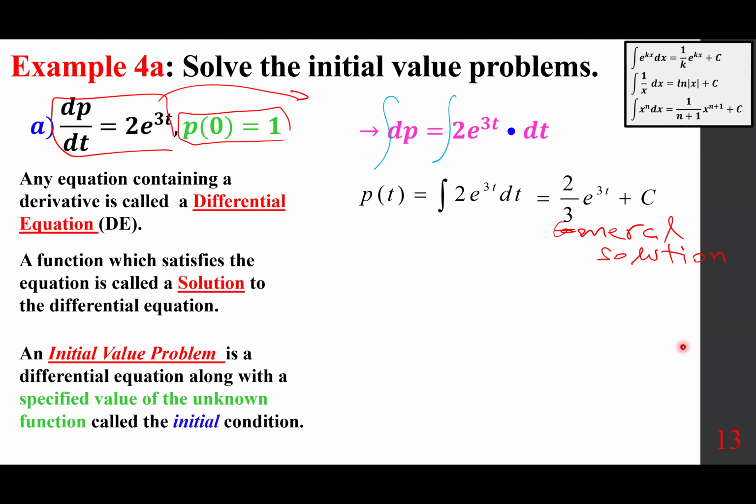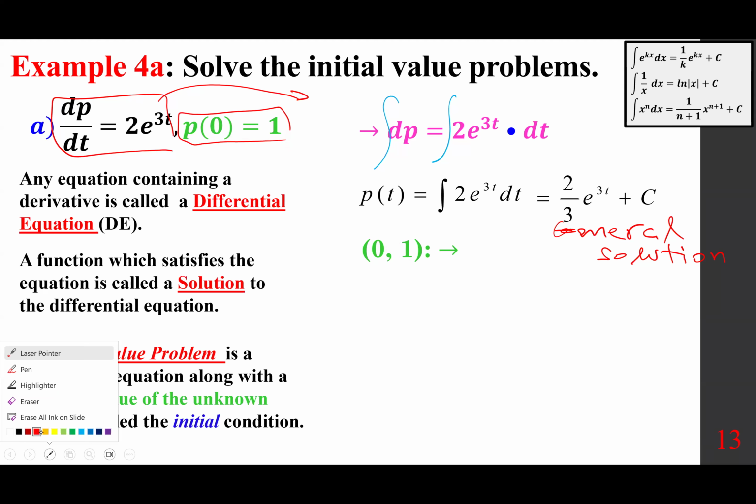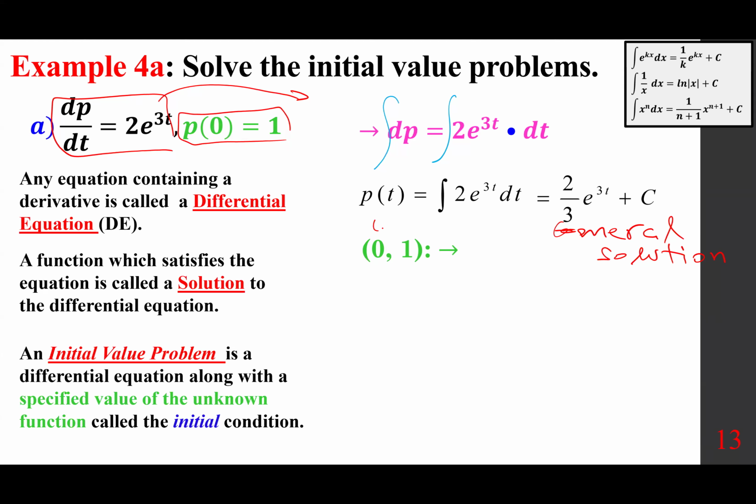And we're done. However, we have this, and that makes it the initial value. Now, that means the independent variable is 0, the dependent variable is 1, the pair 0, 1 normally is x and y. In this case, it is t and p of t. So this is t, this is p of t. And we are going to replace it. So 0, we're going to replace the t, 1, we're going to replace p of t.